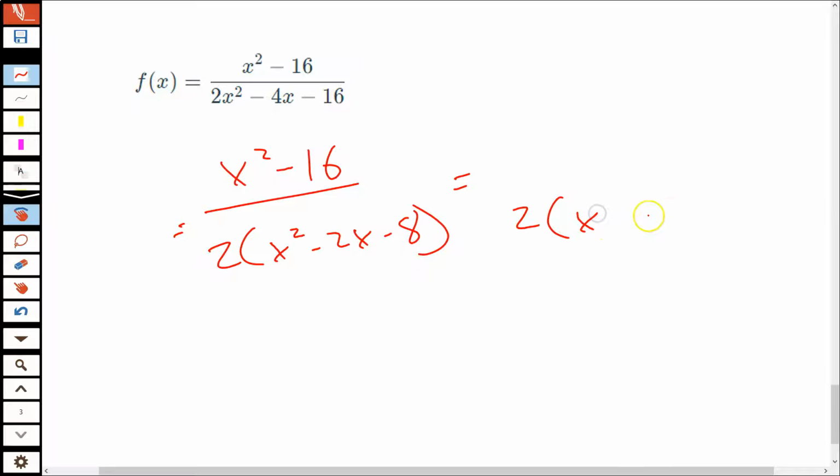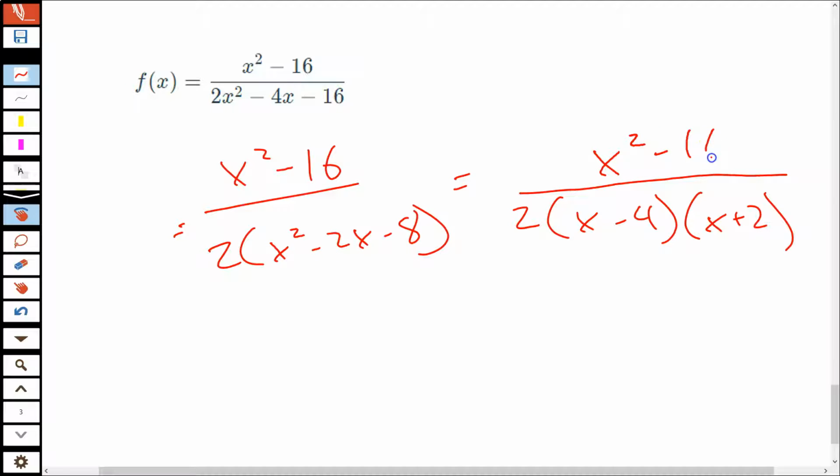So I get x minus 4 times x plus 2. Because, right, 2 times negative 4 is negative 8. 2 plus negative 4 is negative 2. Top is going to stay the same. I don't care what the top is in this case. I just care what x cannot be. So the top doesn't matter at all.